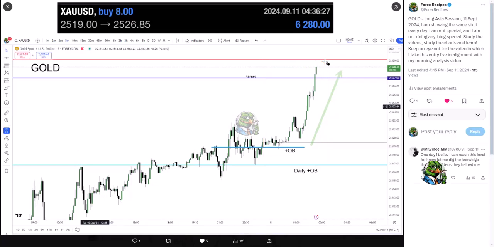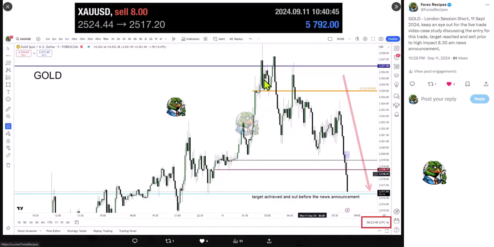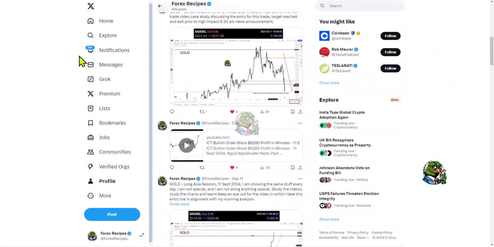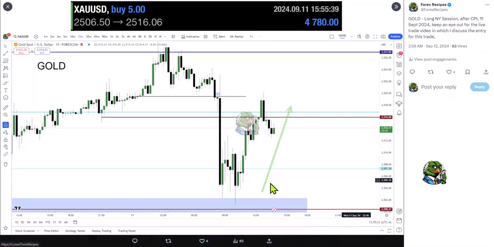Then I took a short at those highs, which was this trade. So there was my long, this was my short. Took that swing up, took that swing down. Then I took a long from when we went down after the news. So I've traded every swing here yesterday on purpose. I've traded these live, recorded them, they're all there in video for you to go and learn.